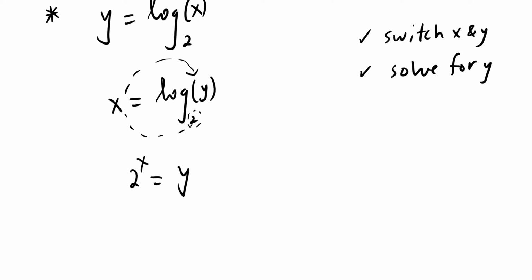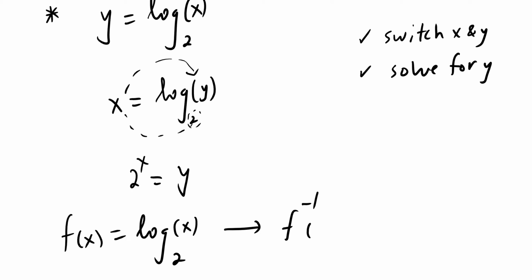So if the given function is f of x, then its inverse is 2 to the x. So that tells me that the inverse of the log is the exponential. Inverse of log is exponential. So why does that matter?